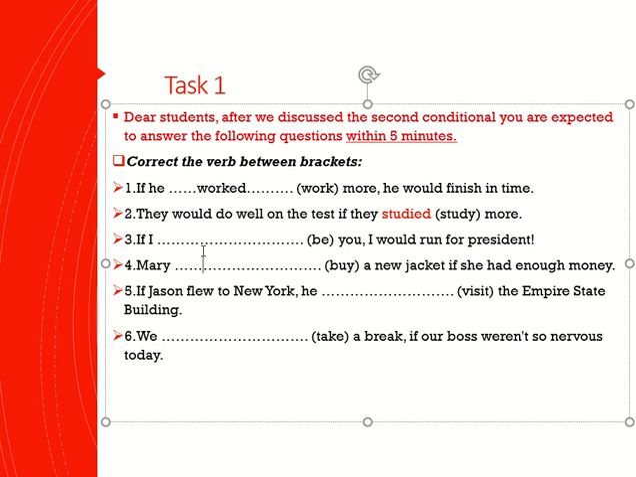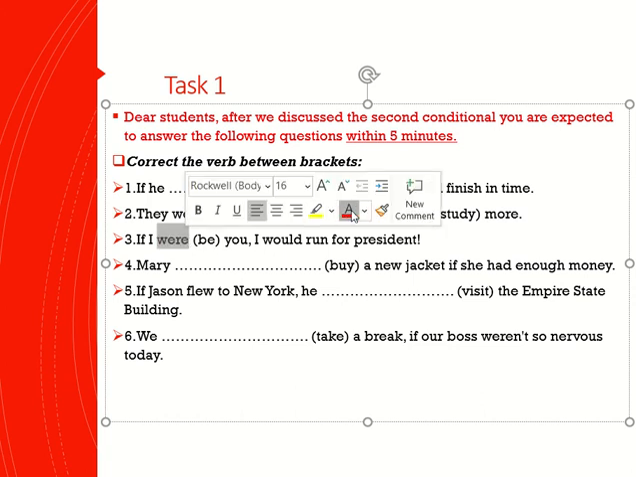3. If I space, between the brackets we have the verb be, you, I would run for president. So this reminds you of which form? Here, can we put was? Can we use was for the simple past of be? Definitely not. We have to put were. So we have to use were with the second conditional to give advice. If I were you, I would run for president.